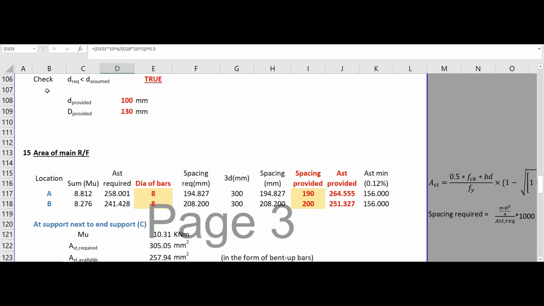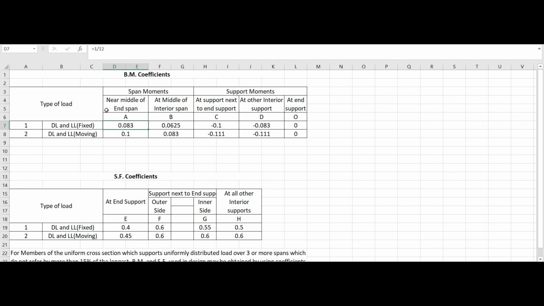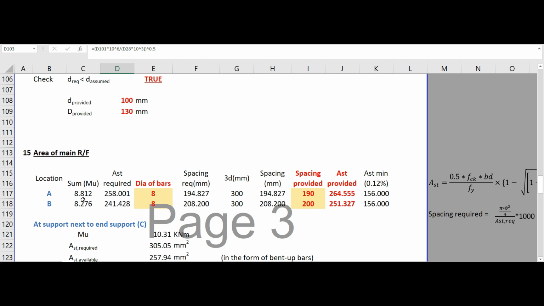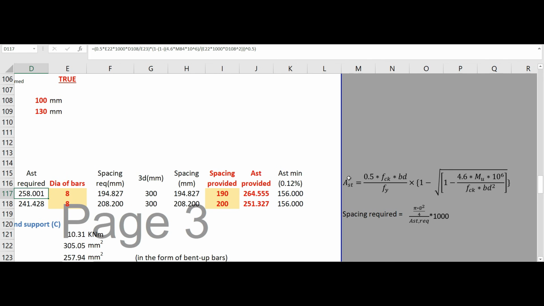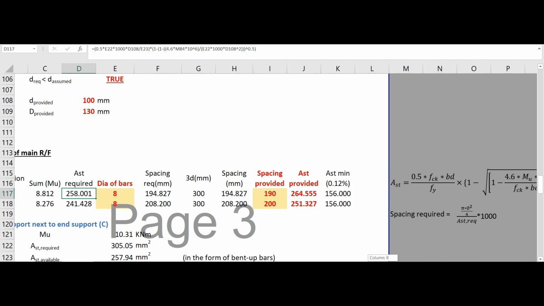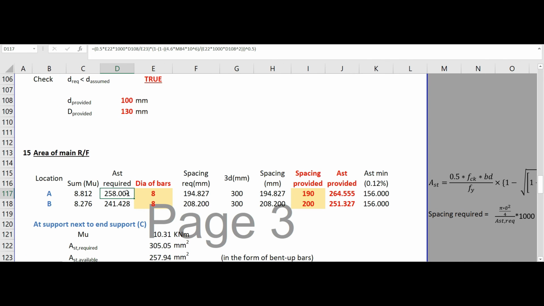Now we will calculate the area of main reinforcement. So first of all, at the location A, which is nothing but at the location near the middle of the end span, we will calculate the area of steel required to resist the bending moment of 8.812 kilonewton meter. So the area of steel required is given by the following formula. So we get the area of steel required as 258.001 mm square.